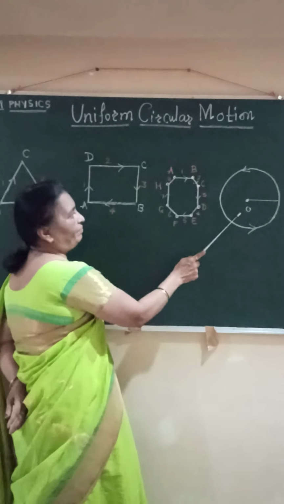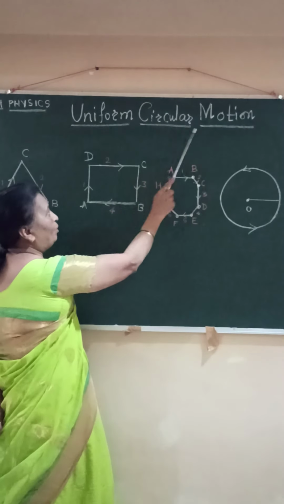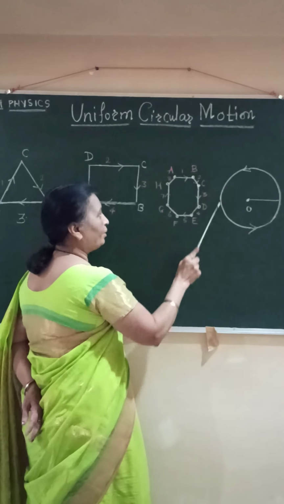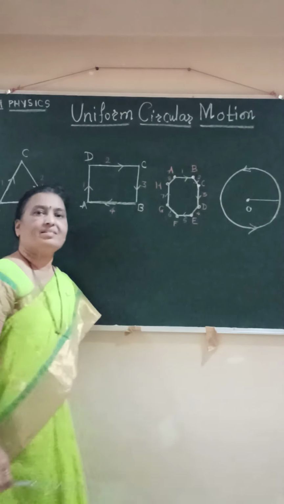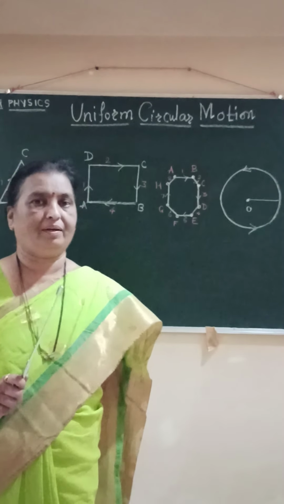Now this is another figure, which is a circle. The name circular motion itself indicates that if the object is moving along a circular path, we say it is in circular motion, or that the object performs circular motion.